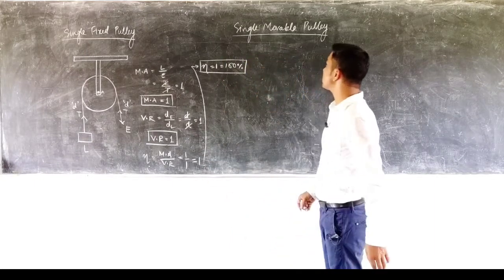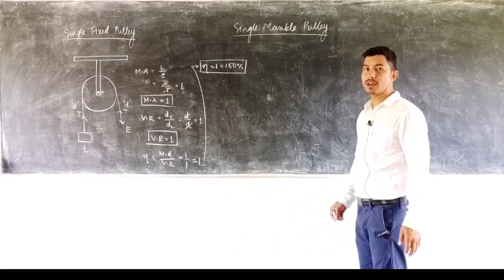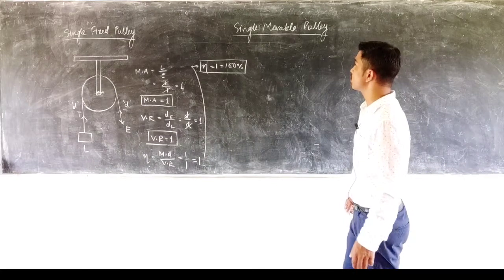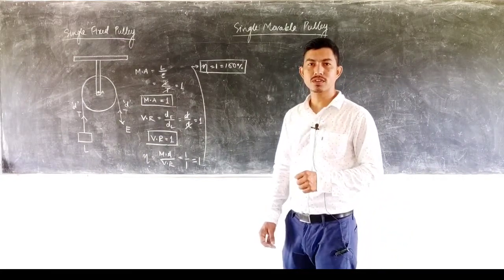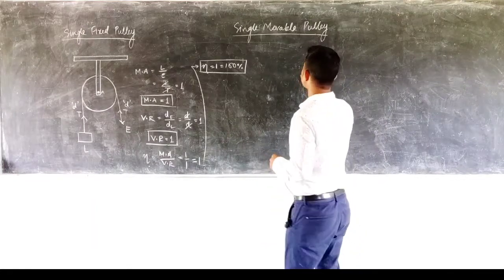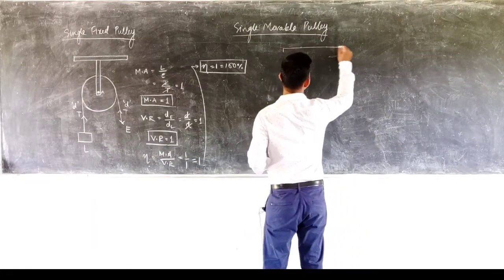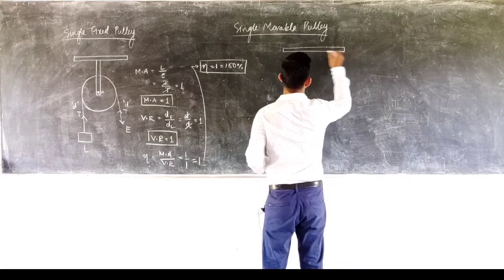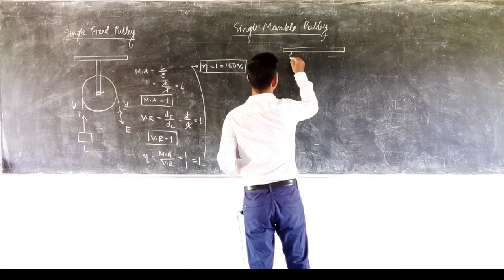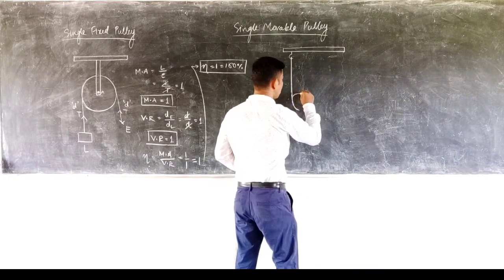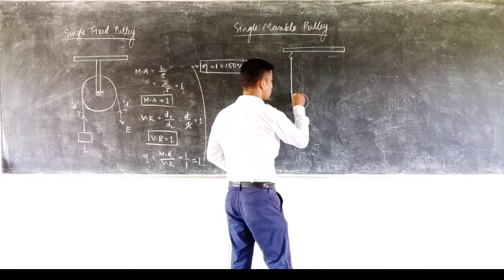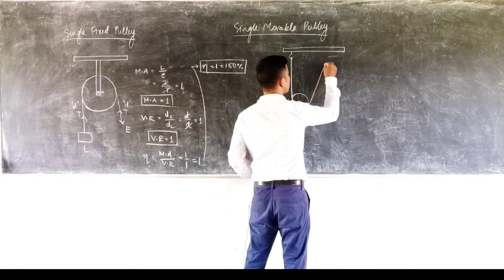So now coming to the second kind of pulley, that is a single movable pulley. As the name itself suggests, the single movable pulley is a pulley whose axis of rotation is not fixed. Okay, so to draw it, I draw one fixed surface, and I put one hook here, I tie a rope, and then the pulley is here. So I draw a pulley and the rope goes upward.